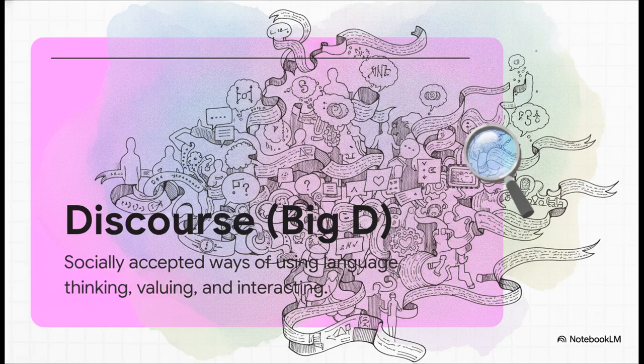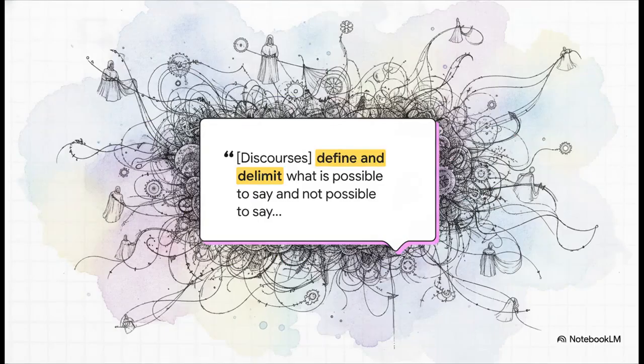We just enact them. Now, when we talk about big D discourse, we absolutely have to talk about the philosopher Michel Foucault. For Foucault, discourse is this invisible, intricate web of power. Discourses literally define and delimit what is possible to say and what is impossible to say within a particular institution or era. And actually, it goes deeper. By extension, they dictate what is possible to do. Those with power in society ultimately control these discourses, using them to regulate action and reinforce their own authority.